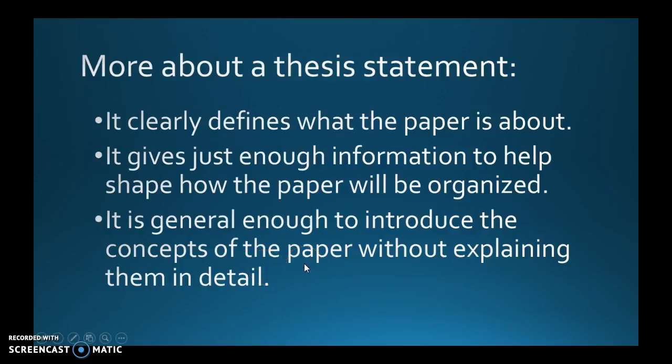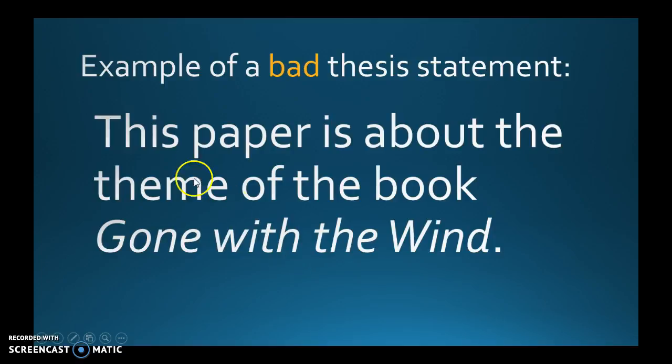So let's take a look at a bad thesis statement. "This paper is about the theme of the book Gone with the Wind." Well, it clearly defines what the paper is about, but this is what the topic is about. That's okay, but how are we getting there? What is the theme? How are we going to prove what the theme is? No, this is not a good example.